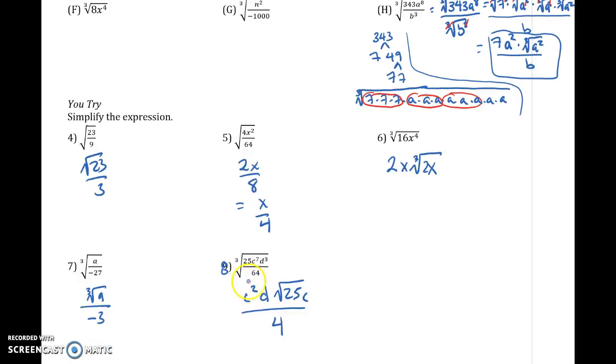And 8 might have been a bit tough because there's a lot going on there. But if you wanted me to show you how to do it, definitely ask in class because we want to be able to do these larger problems.